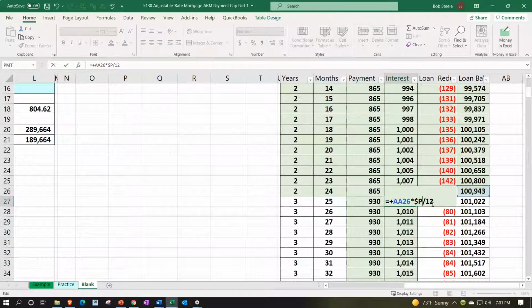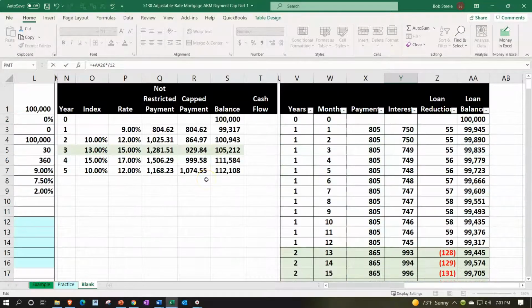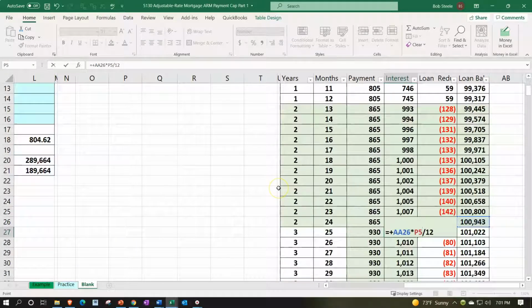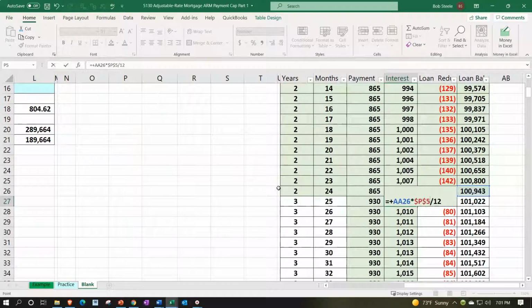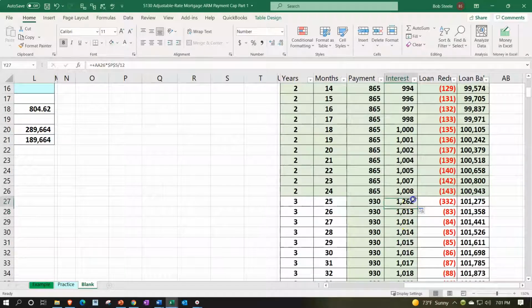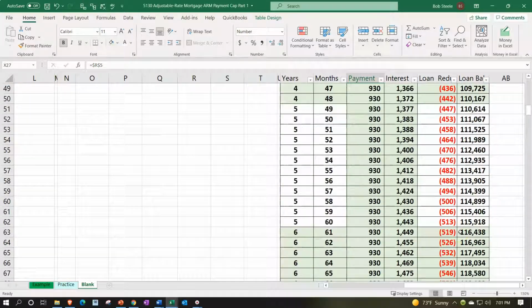The interest rate has now changed to 15%. F4 on the keyboard, $P, $5, enter, put our cursor back on it, double click on down. There it is. We've made the problem worse, we've worsened the problem. We can still afford the payments here, but the interest rate has now gone up, and now we're negative amortizing.